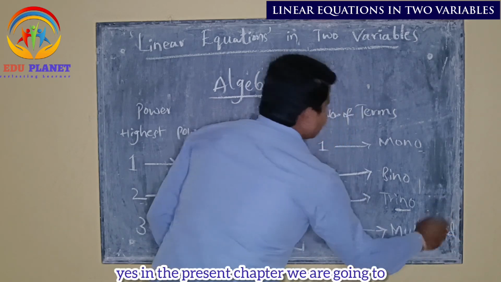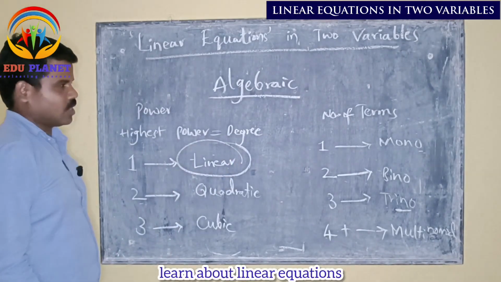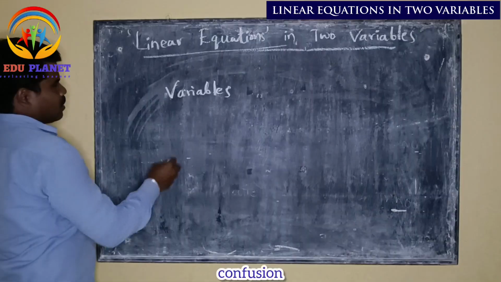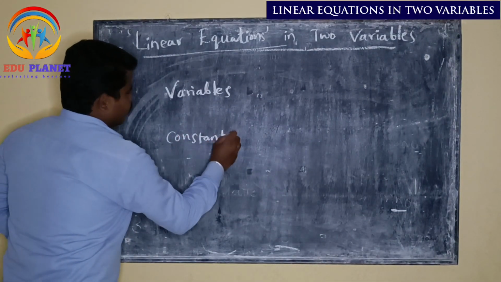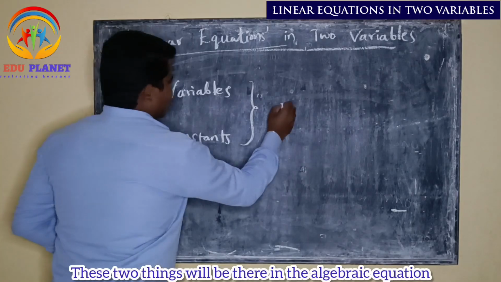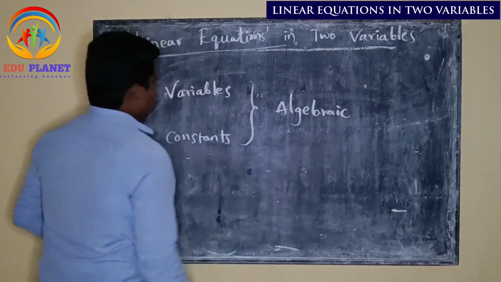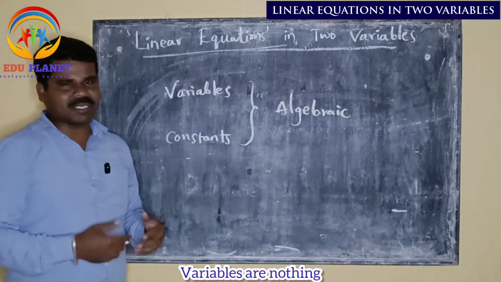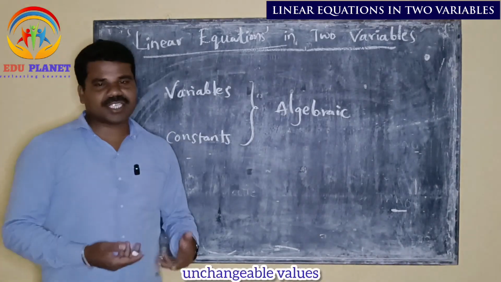Yes, in the present chapter, we are going to learn about linear equation. I would like to clear your confusion. What are variables? What are constants? These two things will be there in the algebraic equation. Variables, constants. What are variables? Variables are nothing but changeable values. Constants, unchangeable values.